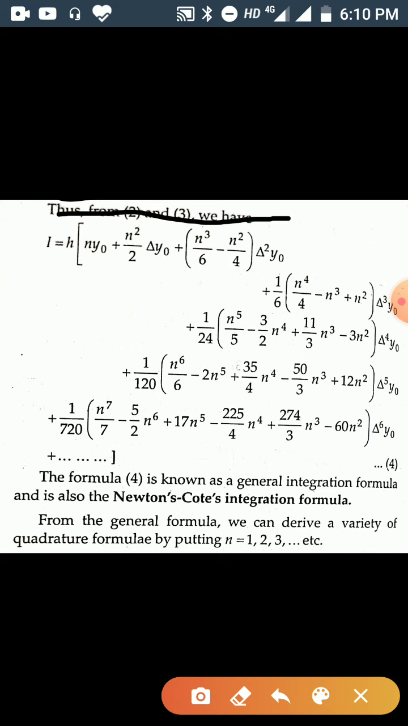If in examination you have to write derive Newton's Cotes integration formula, you just write till y3 or y4. Till here you can write. And there are three formulas which we are going to derive from this formula. In Weddle's rule, we have to use till delta to the power 6, so we will write till this. So this formula is known as Newton's Cotes integration formula, and this is the general formula. We can derive, as I am discussing, a variety of quadrature formulas by putting n is equal to 1, 2, 3, etc.